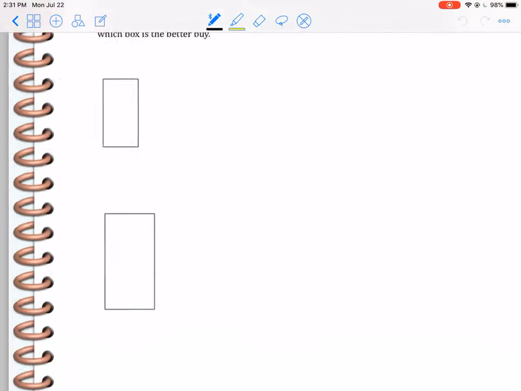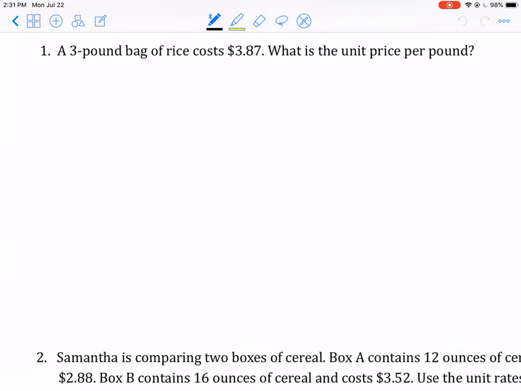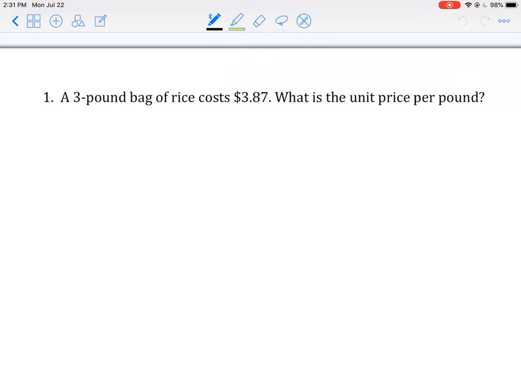So I'm on page 18 and we're looking at problem 1. A 3-pound bag of rice costs $3.87. What is the unit price per pound? So the key here, always look at your question. So what is the clue in the question that's telling me what to do? And right there it is, unit price per. So I know that I'm having to find a unit rate.